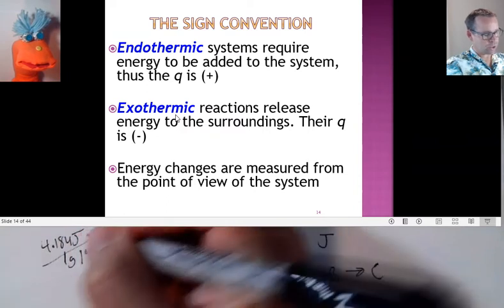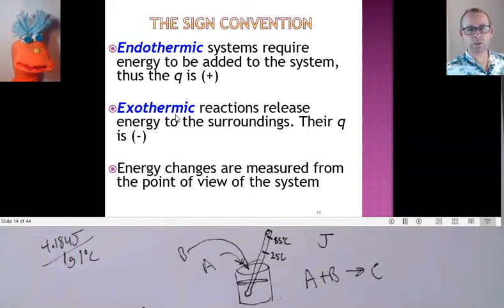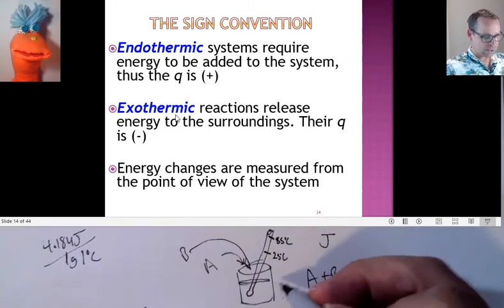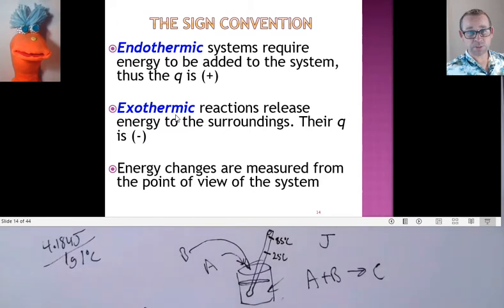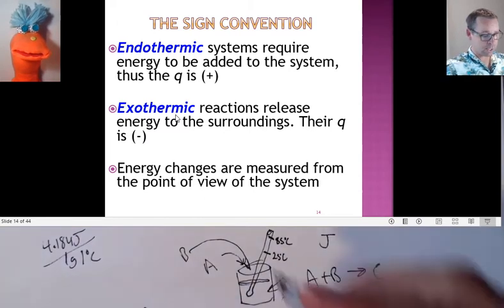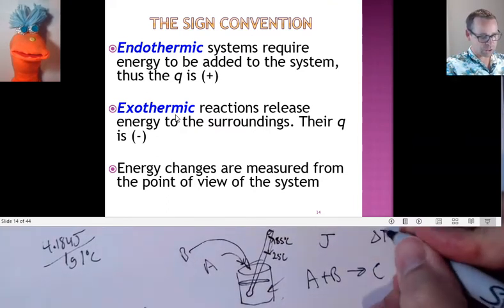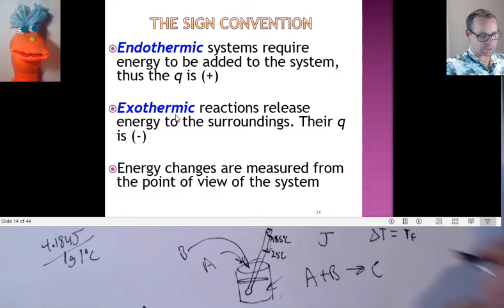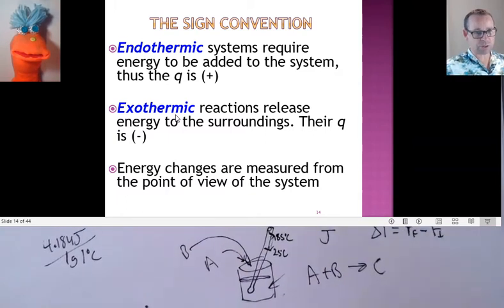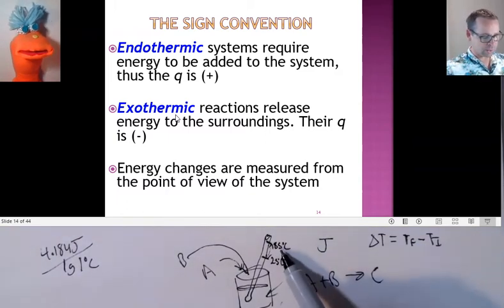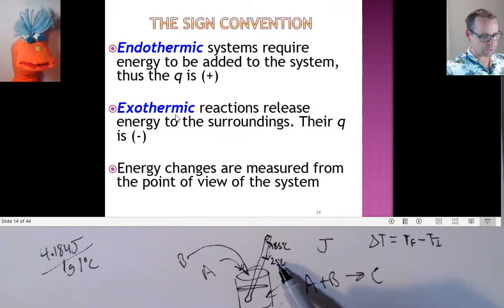So it's 4.184 joules to change 1 gram of water 1 degree Celsius. 4.184 joules? That's right. Okay? So if I want to know how much energy A and B released, I need to know how much water there was. And then I need to know how much the temperature change was. And the change in temperature I can get by looking at the final temperature and subtracting it from the initial temperature. Delta, whatever, is always final minus initial. So my final temperature was 85. My initial temperature was 25.